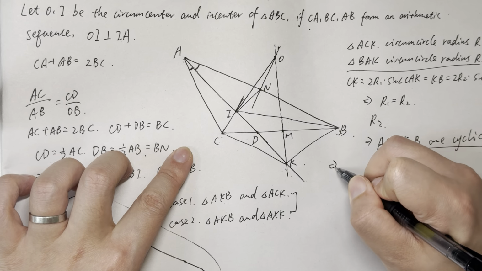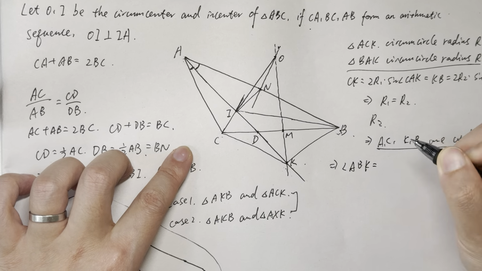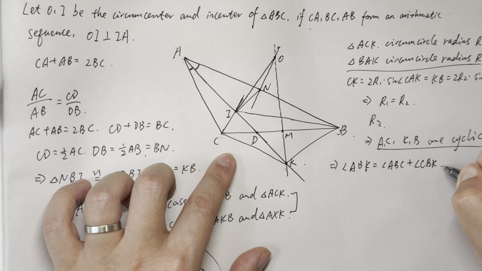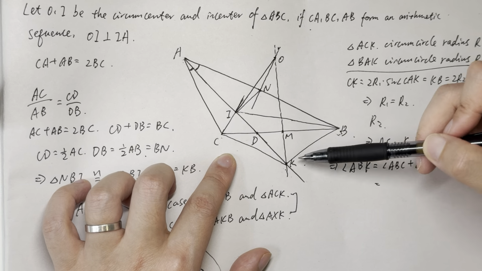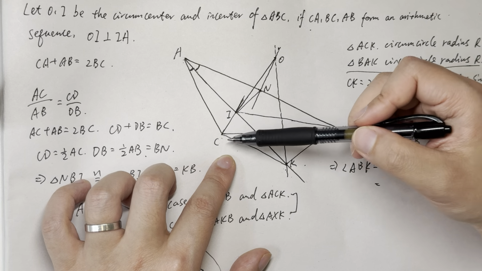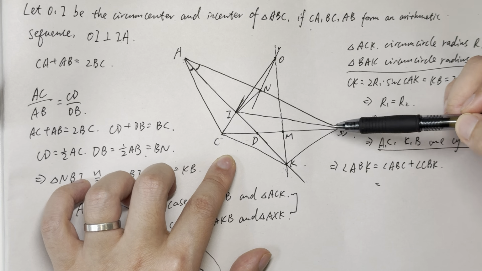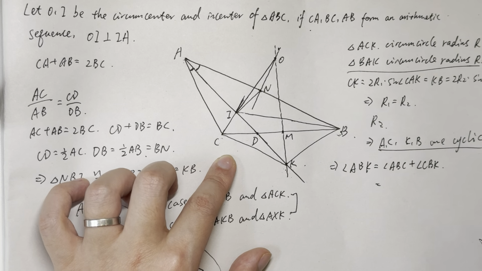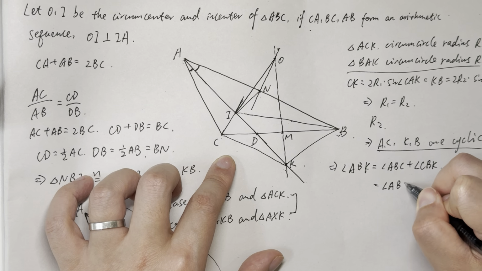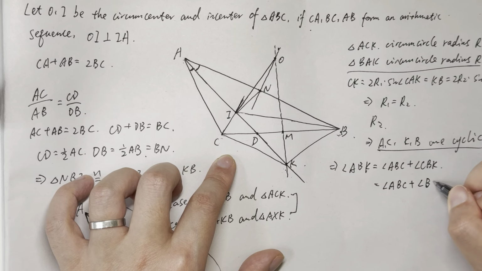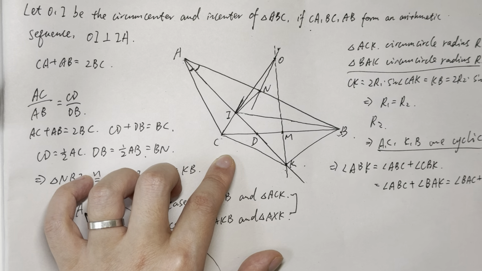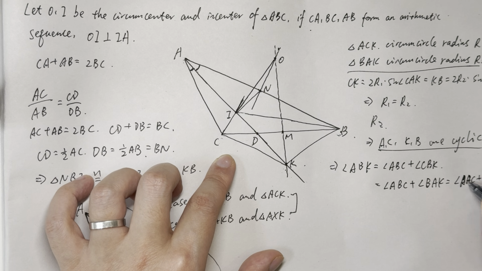That's very important. Then we know that angle ABK equals angle ABC plus angle CBK, right? And what is angle CBK? Because KB equals KC, angle CBK equals angle KCB. And angle KCB equals angle KAB, right? Because ACKB are cyclic. So that equals angle ABC plus angle BAK, which equals angle ABC plus half of angle BAC, right? That's angle ABK.